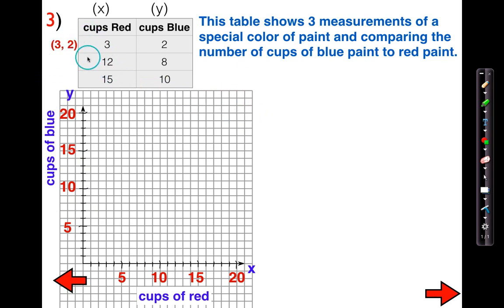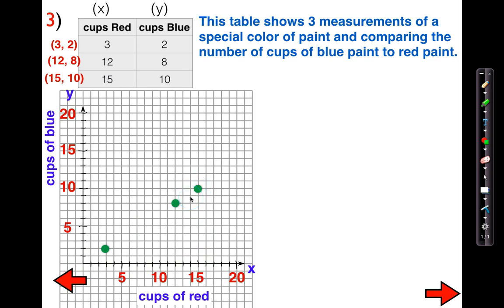Okay, so this first ordered pair is going to be 3 comma 2, so we're going to go over 3, up 2. The next one's going to be 12 comma 8, and again, it's just because ordered pairs are written as X comma Y. So we're going to go over 12, up all the way to 8, which is right there. And last but not least is 15 comma 10. So we're going to go all the way to 15 and up all the way to 10, which is right there.